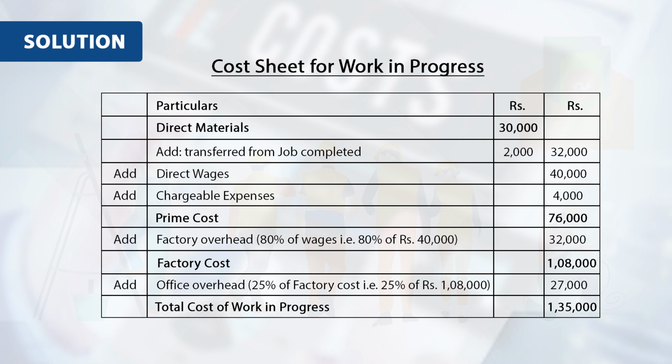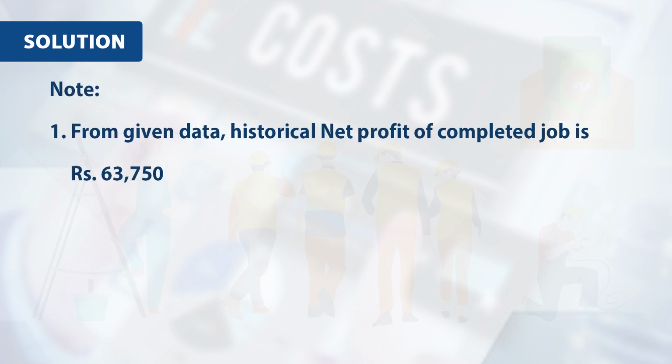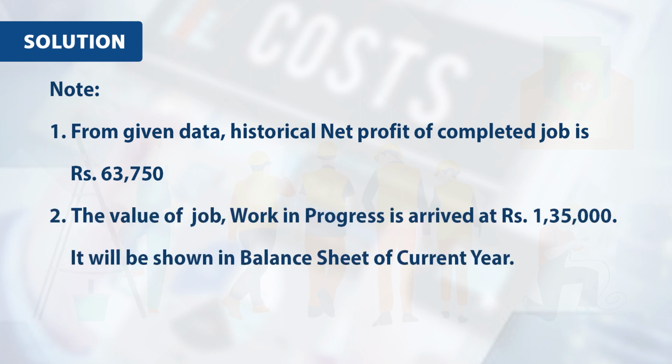In factory cost, add office overhead at 25% of factory cost, that is 25% of 1,08,000, and the amount is rupees 27,000. So, total cost of work in progress comes to rupees 1,35,000. Note that, number 1, from the given data, the historical net profit of the completed job is rupees 63,750. Second, the value of job work in progress is arrived at rupees 1,35,000. It will be shown in the balance sheet of the current year.